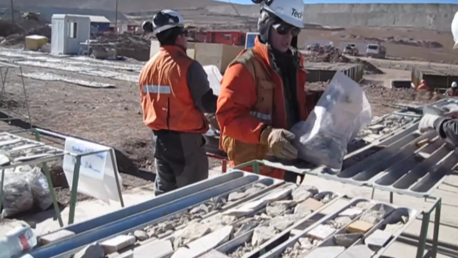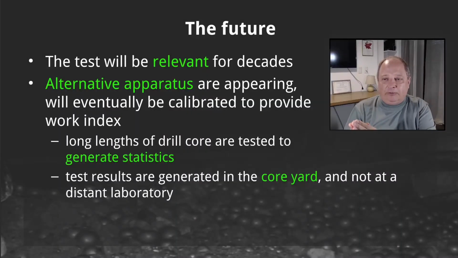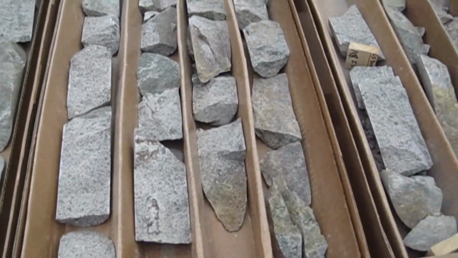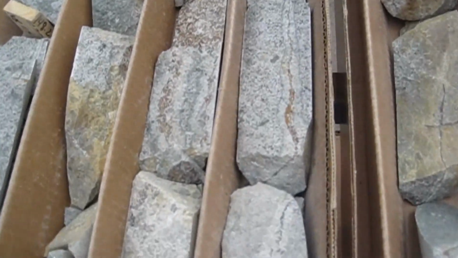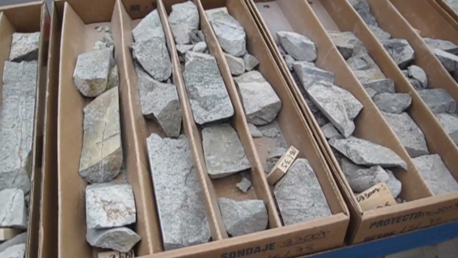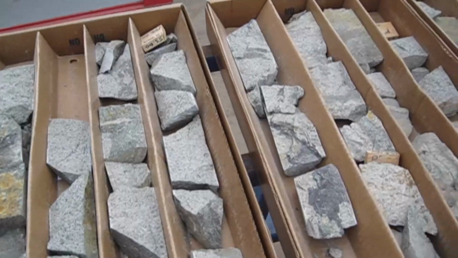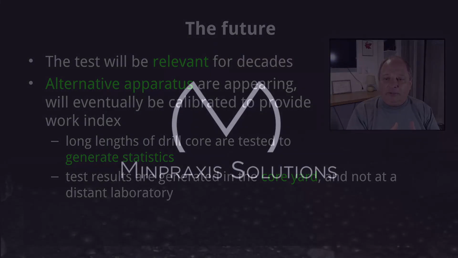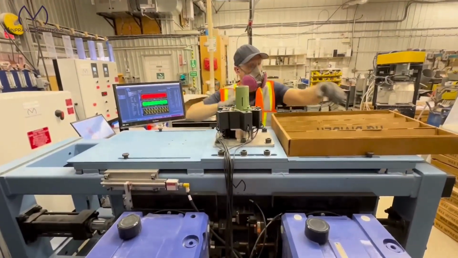Ideally, I would love to see a test that is done in the core yard, not in a distant laboratory, but as the core is being processed. So the geologists take a length of drill core, they do their logging on it, and then the drill core perhaps gets cut and half goes back in the box. The half that goes out for assay, prior to going out for assay, do an ore hardness measurement on it. That's what we're seeing here. This apparatus is not precisely what I'm describing.